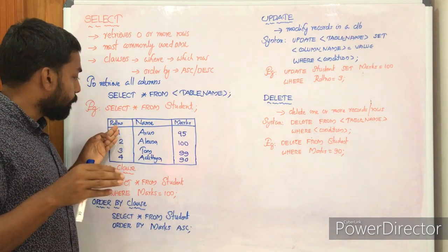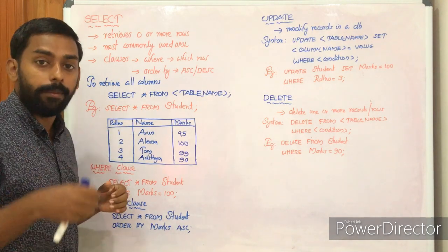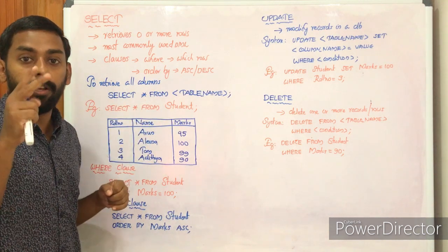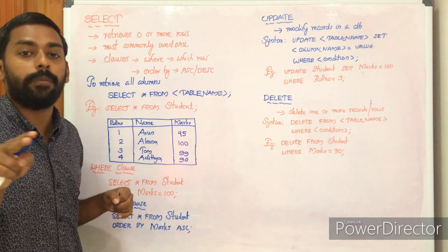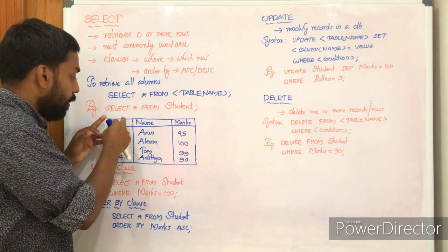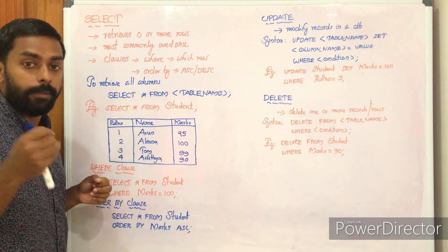Okay, I want to display only roll number and name. How can we change this SQL command to get roll number and name only? Only 2 columns. We are not retrieving all the columns. We select only 2 columns, roll number and name. How will it be?